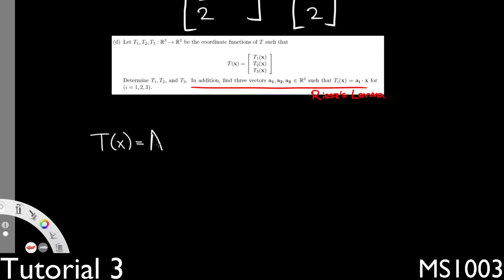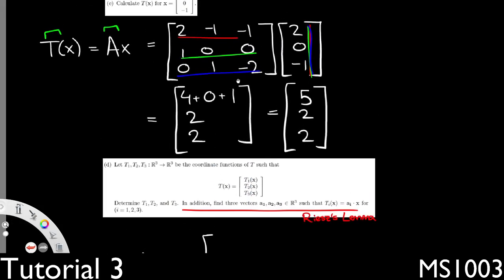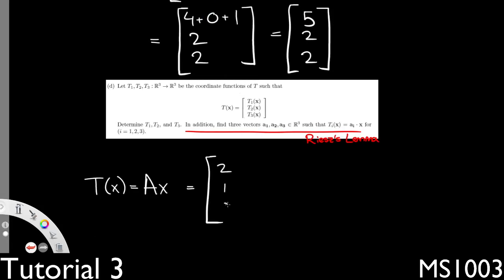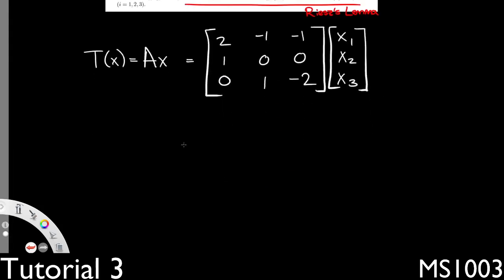So T of x is the same as A times x. So that's going to be our matrix. So 2, 1, 0, minus 1, 0, 1, and minus 1, 0, minus 2. Applied to x, which x now is a general vector, right? We don't know what it is specifically, but we know it's going to be made out of 3 parts, right? 3 different coordinates, x1, x2, and x3. All we have to do now is multiply out what happened here.